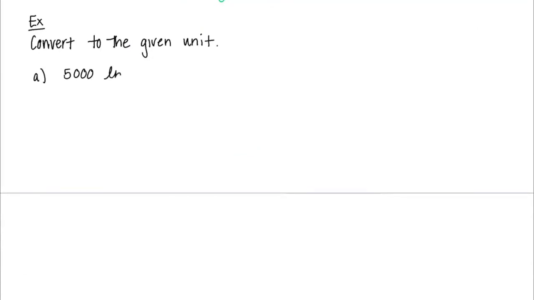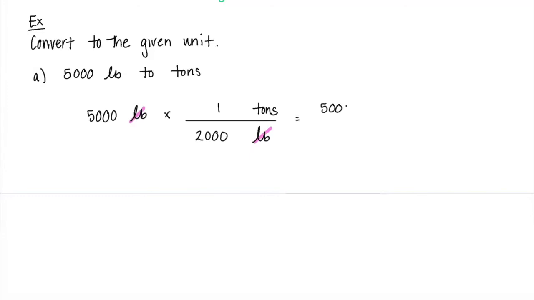So let's do 5,000 pounds to tons. Okay. So I want to take this 5,000 pounds and multiply by some quantity where I have pounds in the bottom and hopefully tons up top. Sometimes you might not get so lucky. But using our conversions, 1 ton is 2,000 pounds. So that causes my pounds to disappear. I'm left with a 5,000 and a 1 in the numerator, and 2,000 in the bottom, and my remaining unit is tons. So 5,000 divided by 2,000 gives us 2.5 tons.